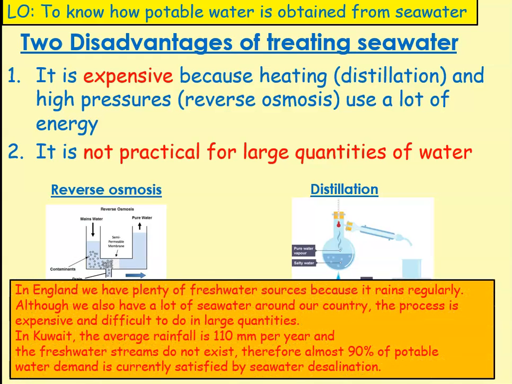Okay, the reason why that is in England we've got lots of freshwater sources because we get lots of rain. We do have a lot of seawater around our country, but the process is so expensive and difficult we don't bother doing it in large enough quantities. Now in Kuwait the annual rainfall is 110 millimetres per year and freshwater streams don't exist. So they have no freshwater sources generally to get to. Their only source of water would be seawater, so almost 90% of their potable water is satisfied by seawater desalination, and they would use both those methods to produce that.